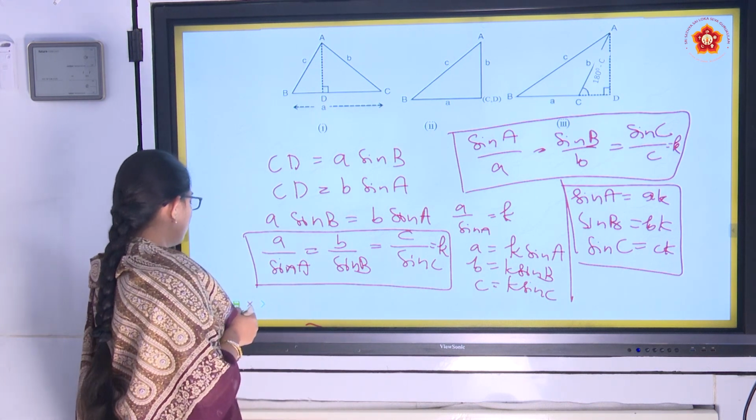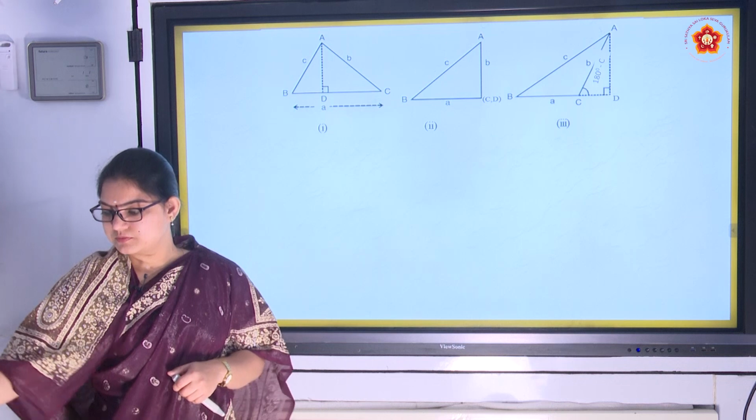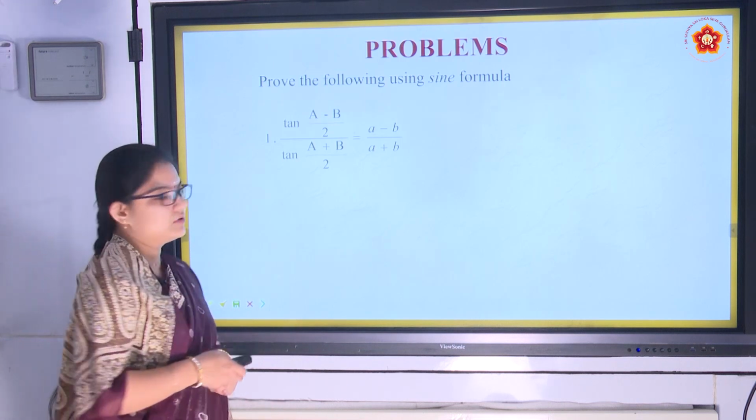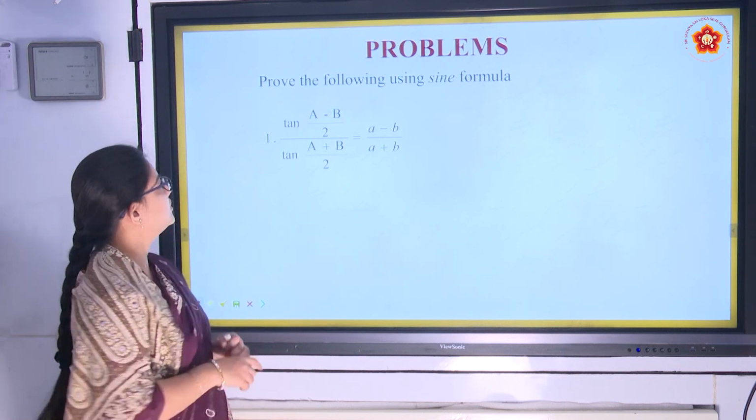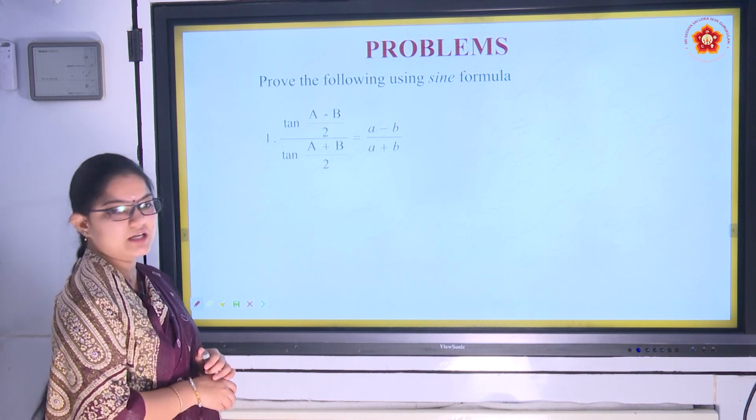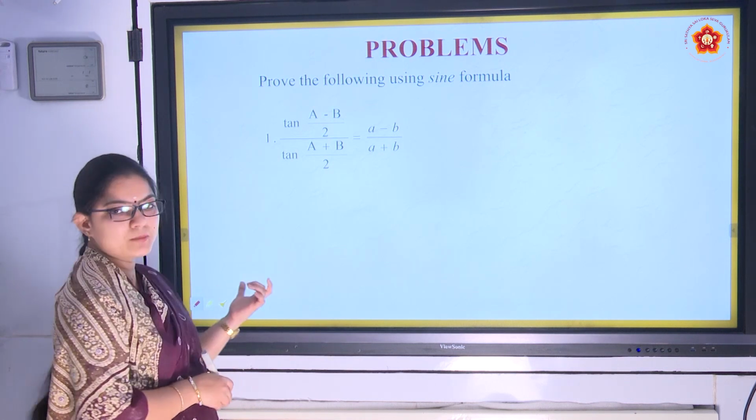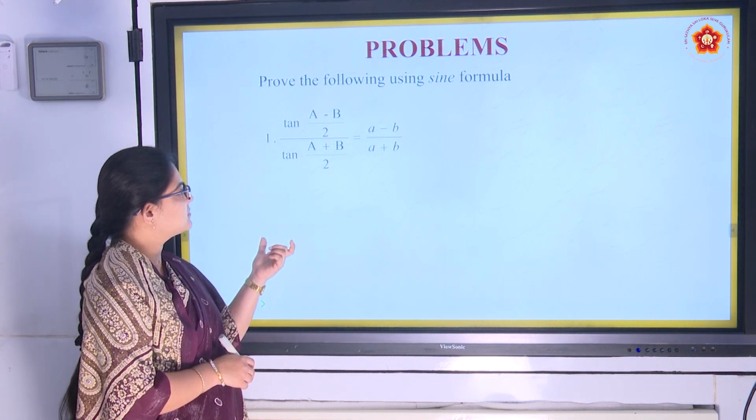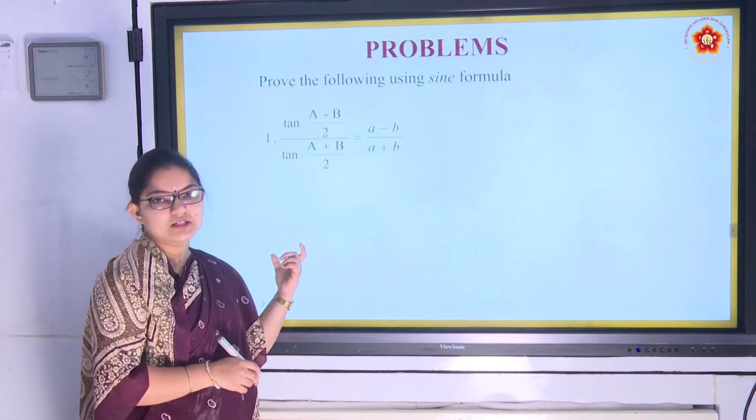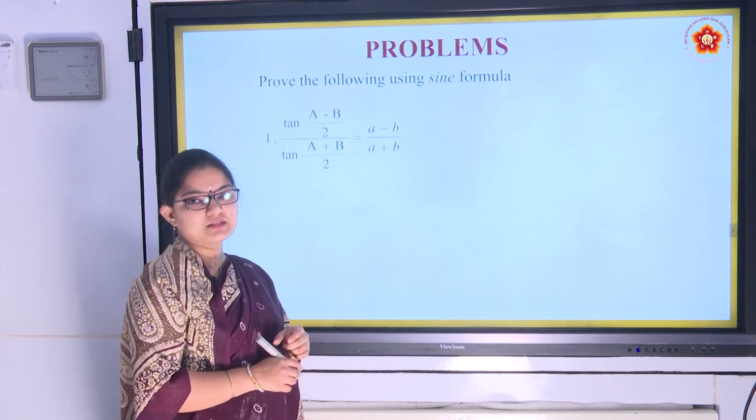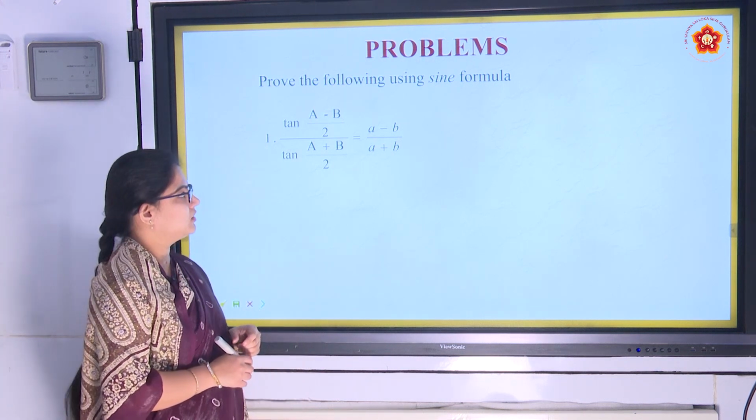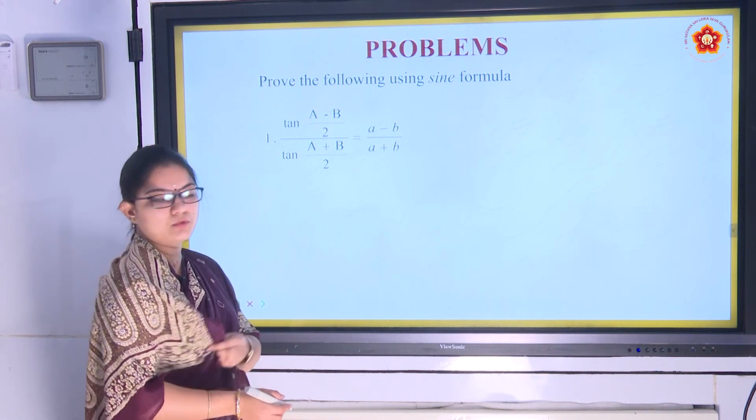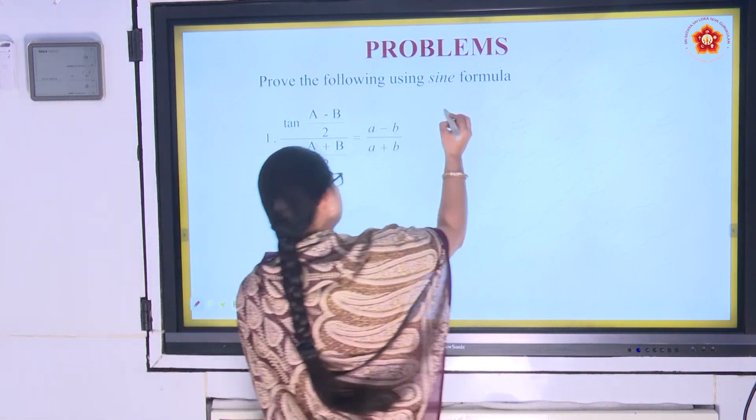Now let us move on to the problems. We have the first problem: prove the following using the sine formula. We have to make use of the sine formula where the question is tan of (A minus B) by 2 by tan of (A plus B) by 2 is equal to (A minus B) by (A plus B). So we have to use the sine formula. So we have the sine formula.